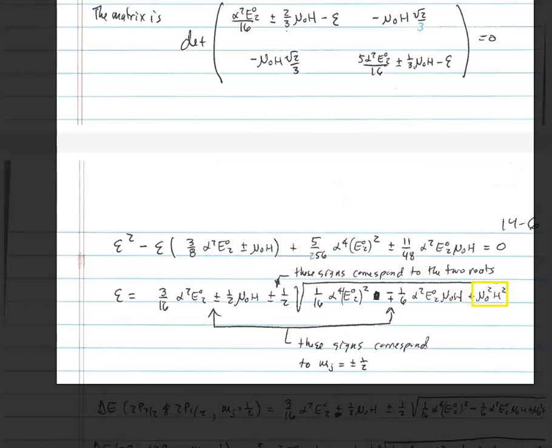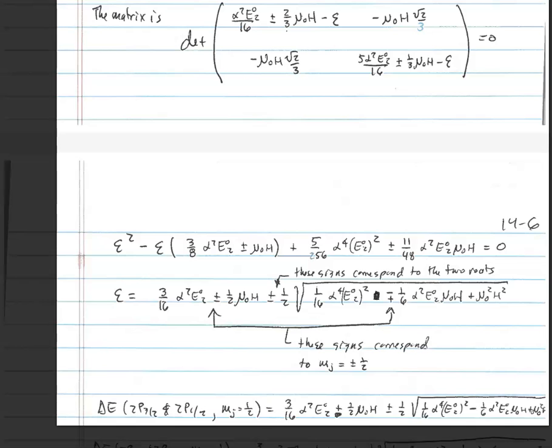Now I want to carefully point out the plus or minus signs that are pointed to from below. Those signs correspond to whether or not mj is equal to plus or minus 1/2. The plus or minus sign in front of the square root corresponds to the 2 roots of the 2x2 equation. Okay?